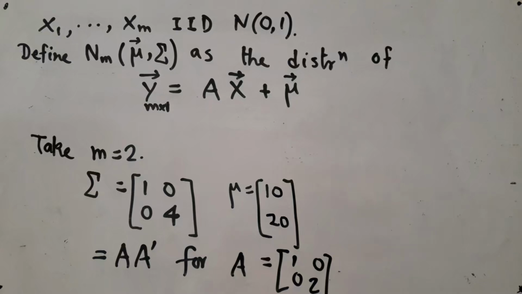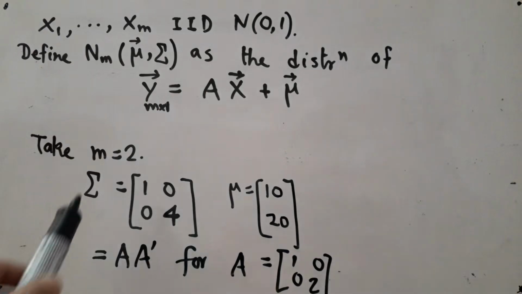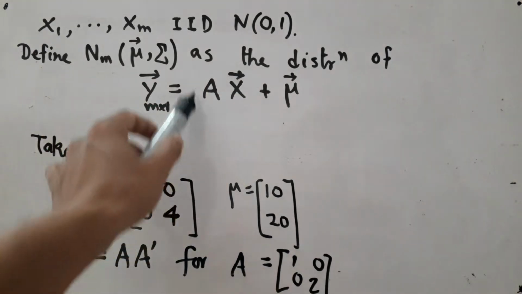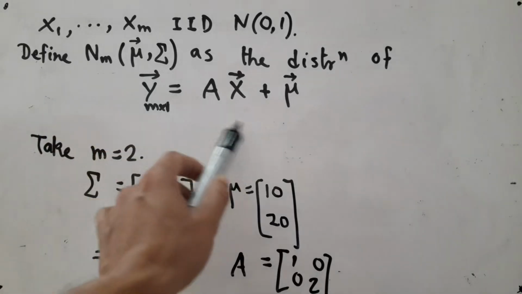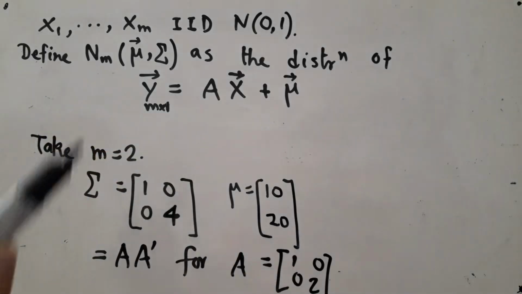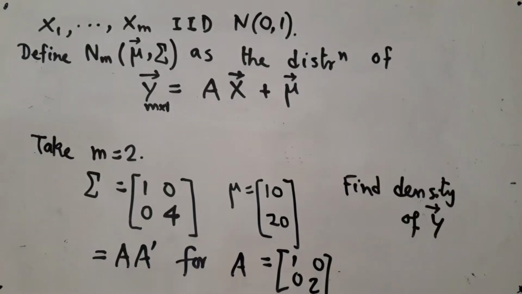So your job is to start with x1, x2 IID normal 0, 1, then exactly compute what this is. So exactly compute y1 and y2 in terms of x1 and x2 and write down the distribution. In this case, I can tell you that y will have a joint density. And your job is to write down that joint density.